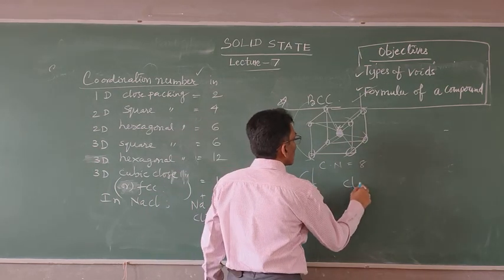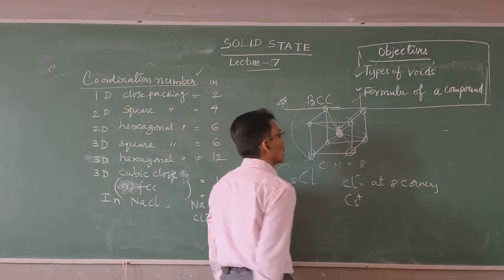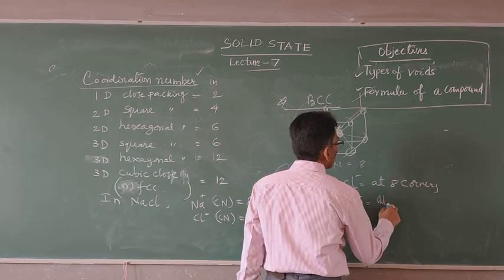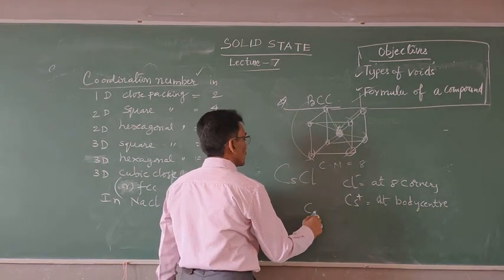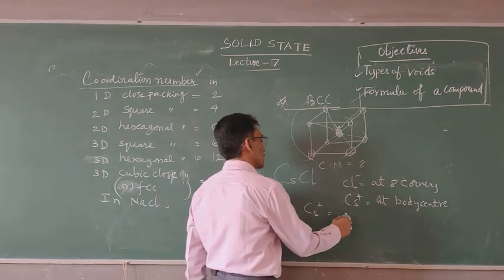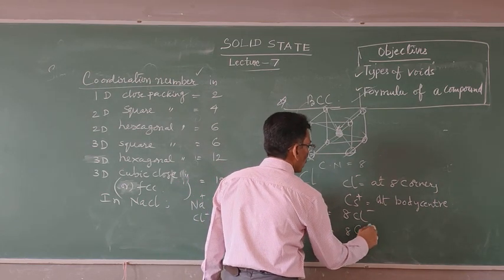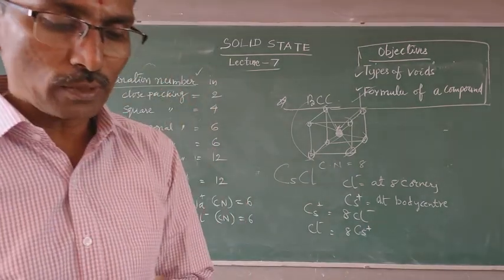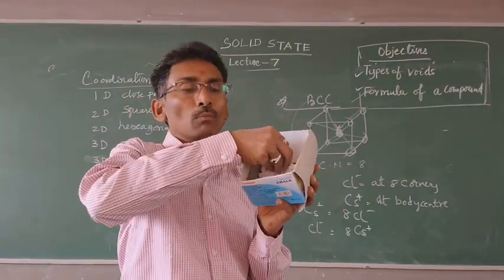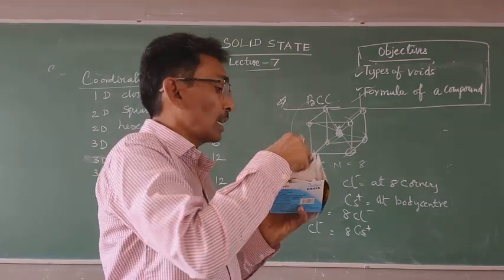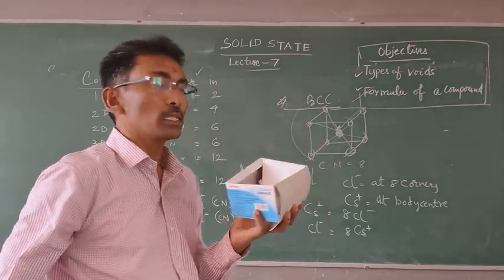Yes, Cl minus ions at 8 corners, and cesium ion at the body center. So therefore, Cs plus is surrounded by 8 Cl minus ions, and Cl minus ion is surrounded by 8 Cs plus. How? I would like to describe. Where is Cs plus, dear student? Cs plus is in the middle of the cube, that is body centered. So this is attracted by 4 corner Cl minus and 4 corner another Cl minus. Therefore the answer is 8 Cl minus ions.